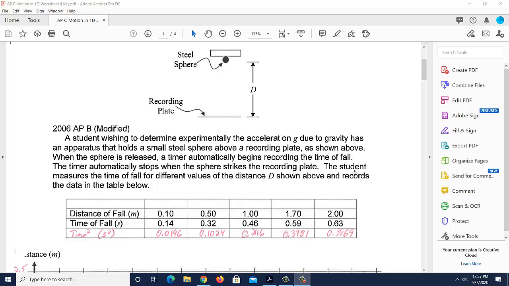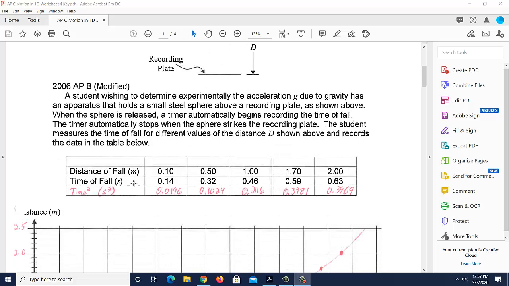Then they give you some data. So ignore my writing in here for now. They give you the distance of fall in meters and the time of fall in seconds. They chose to put that on the left side. The column headings, we tend to put them across the top, but so be it. They might give you different kinds of table organizations here.